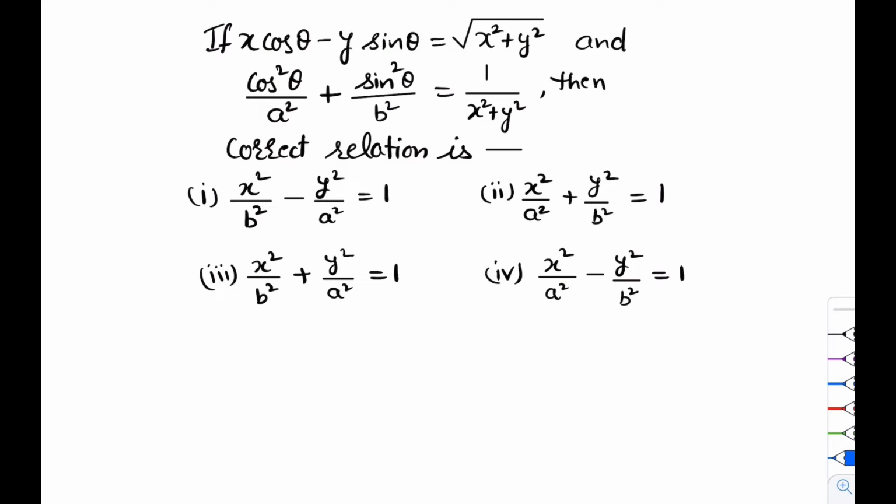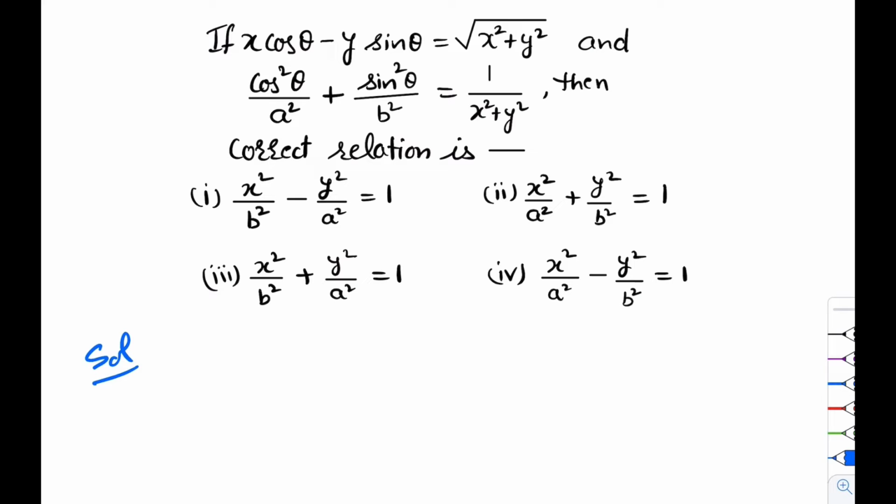If x cos theta minus y sin theta equal to under the root x square plus y square, and cos square theta upon a square plus sin square theta upon b square equal to 1 by x square plus y square, then the correct relation is, 4 options are given. So by solving the given expression, we want to find the correct relation.